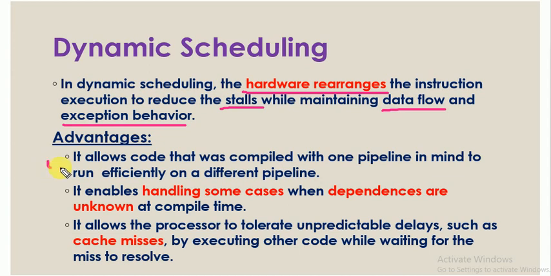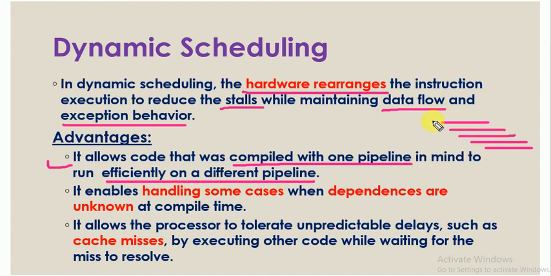First point is it allows code that was compiled with one pipeline in mind. So we have one particular static order that is already available in mind, but the same code will be executed efficiently on a different pipeline during runtime. For example, if the instructions are ordered 1, 2, 3, maybe during runtime it may be executed like 1, 3, 2, where 3 moves into the second position and 2 moves towards the third location.